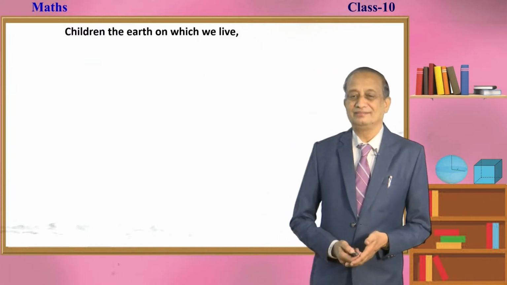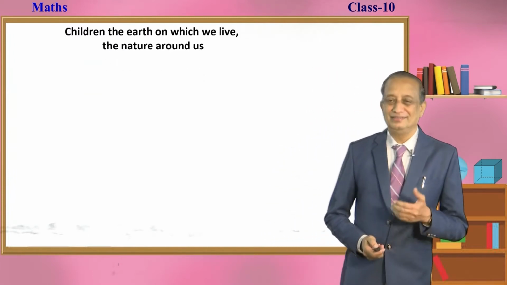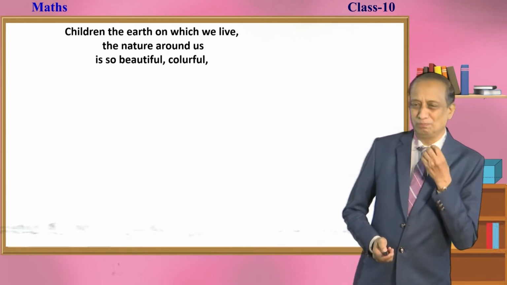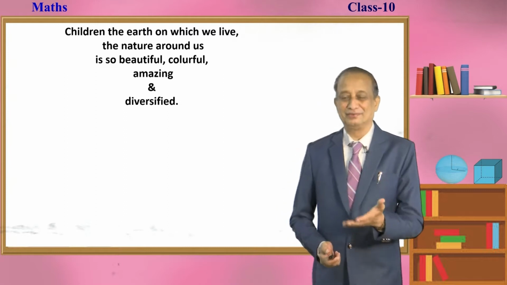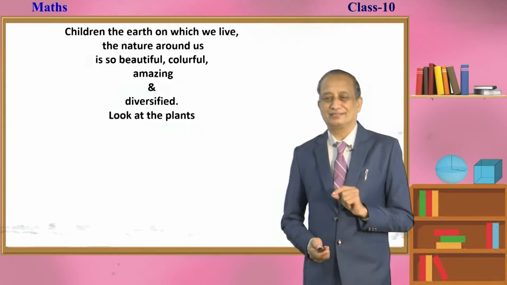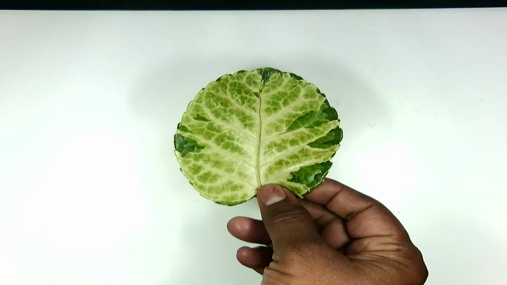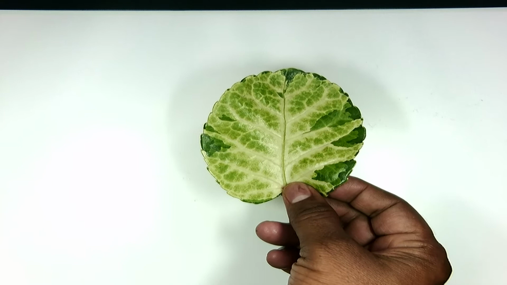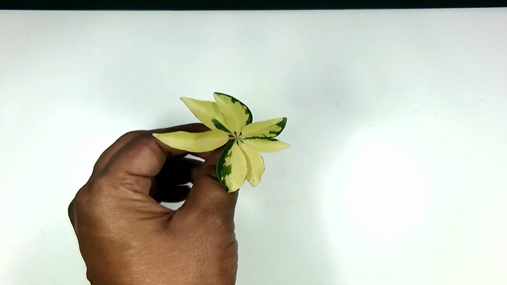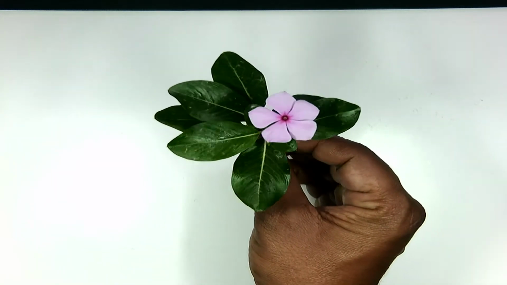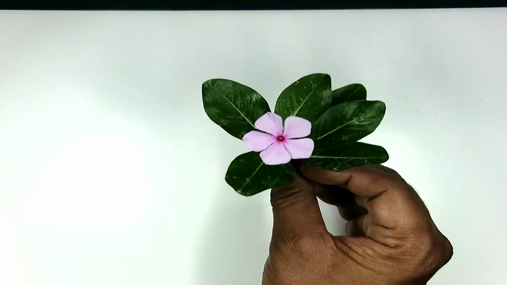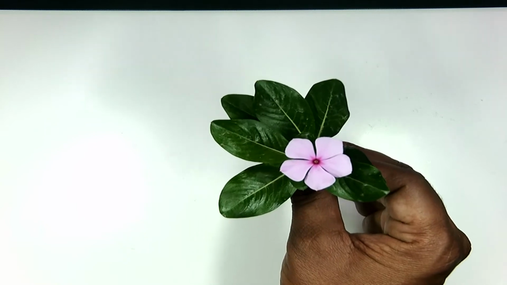Children, the earth on which we live, the nature around us is so beautiful, colorful, amazing and diversified also. Look at the plants for some time children. I will show you some leaves of the plants. Look at the first leaf, beautiful yellow color leaf, blue, green with yellow, and see this is another type of leaves you are seeing almost like a triangular shape, and now there is another deep green leaf with a yellow flower also. Don't you think it is so beautiful? The shapes are so beautiful, exciting children.